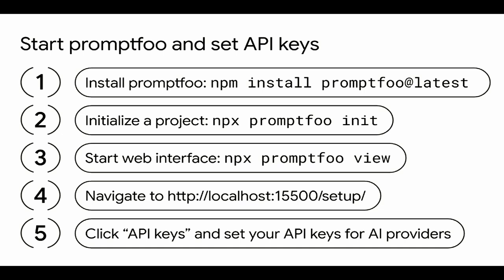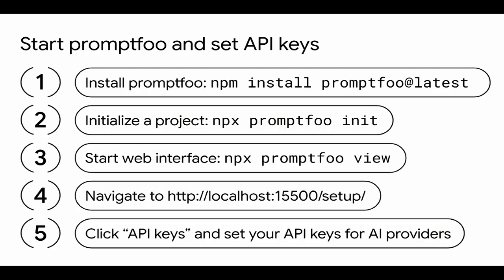It'll create a config file for your eval. And if you knew all the syntax, you could create your eval inside that config file by writing YAML. But I'm going to show you how to do it in the web interface. To start the web interface, you simply type npx prompt foo view, and then you navigate to localhost 15500 and the setup page in your browser.